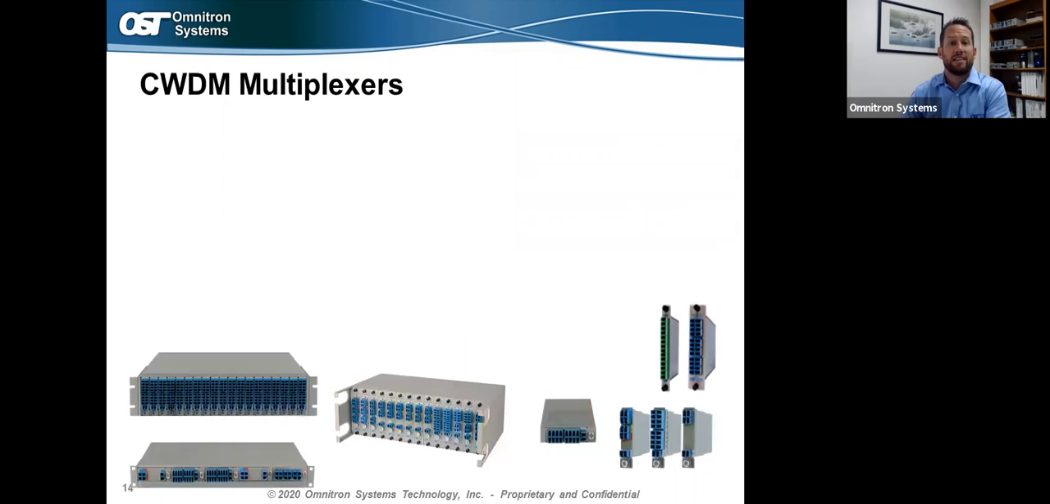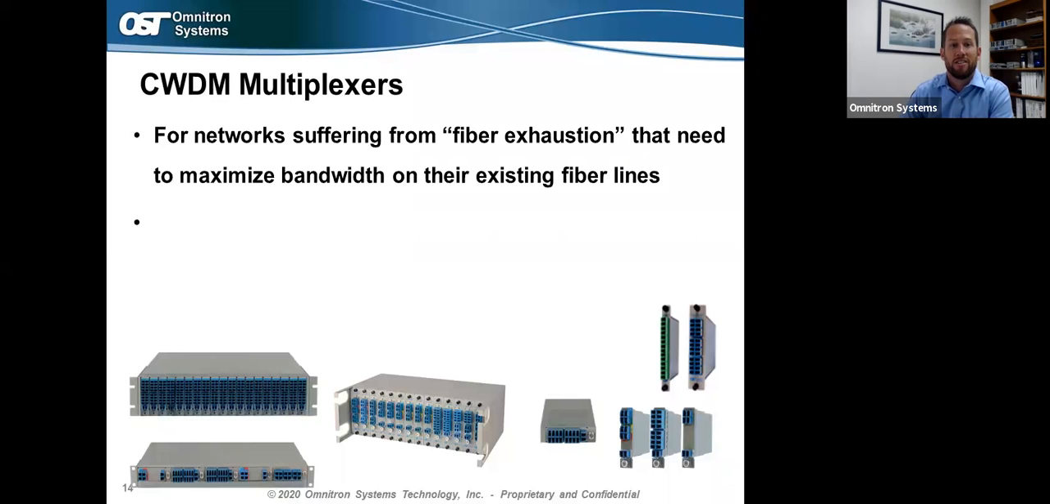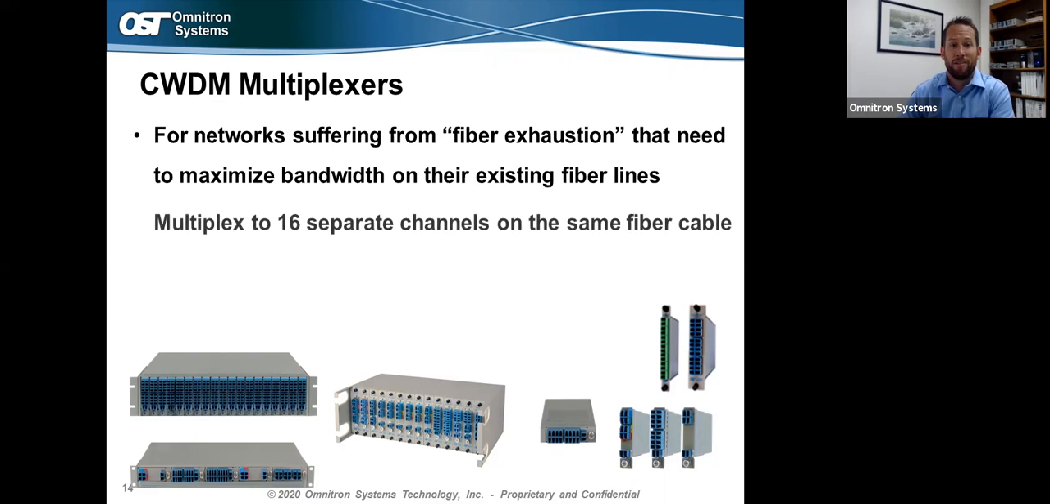I'll go ahead and take a look at CWDM multiplexers. These are the hardware that's going to enable you to transport all that data over that single fiber cable. These are for networks suffering from fiber exhaustion. So again, you've maximized all your bandwidth on your existing fiber, so you've completely run out of bandwidth and either need to add more fiber or send more data over your existing fiber.